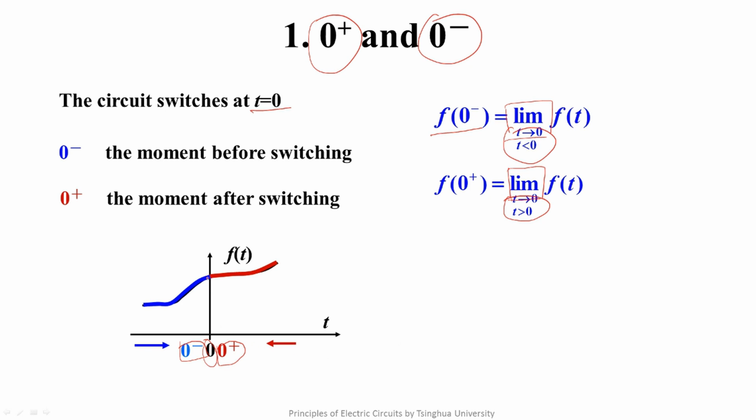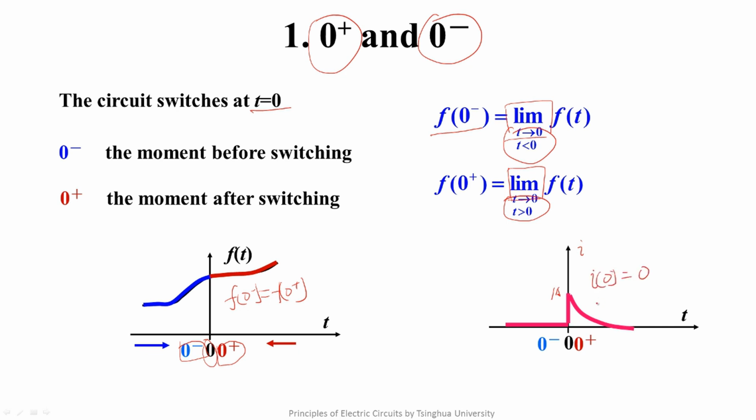It is obvious that for such a continuous waveform, we know that f(0-) is equal to f(0+). But in circuits, it's not necessary that f(0-) must be equal to f(0+). In lecture 46, we discussed the current in the capacitor. It might be such a waveform. Suppose this is some current form, and also suppose this value is 1 ampere. Then we know that i(0-) is 0, and i(0+) is 1, not equal to i(0-).